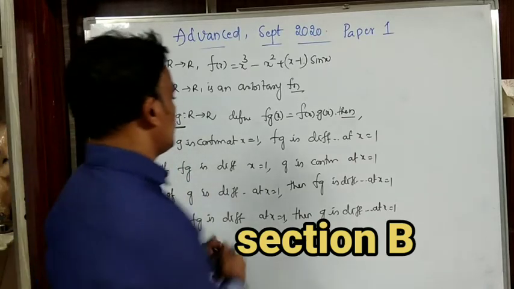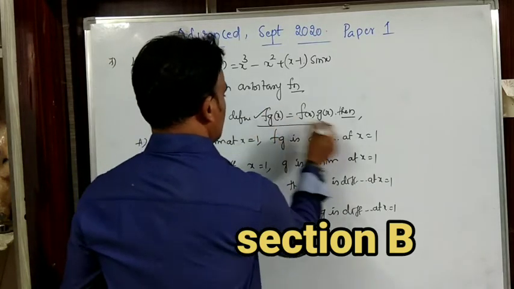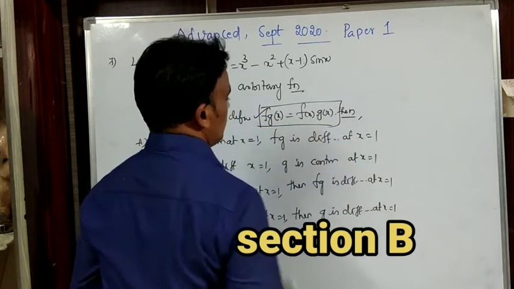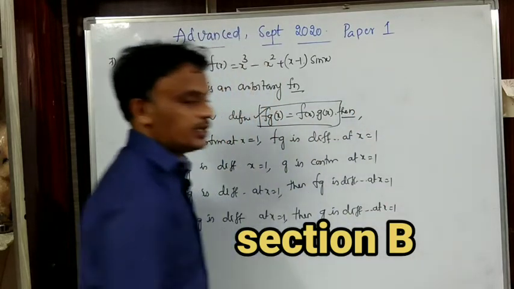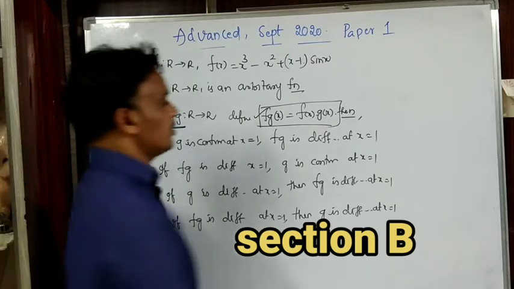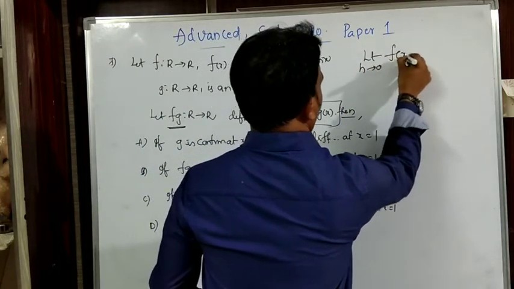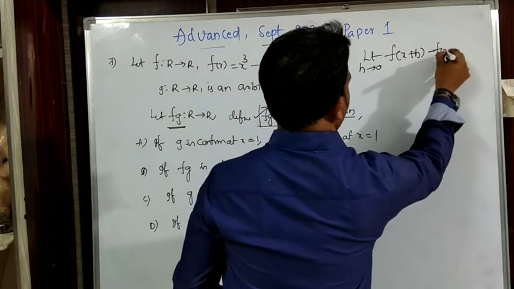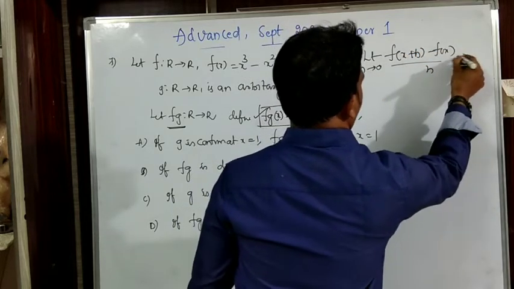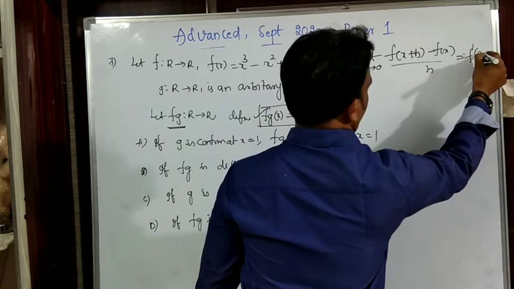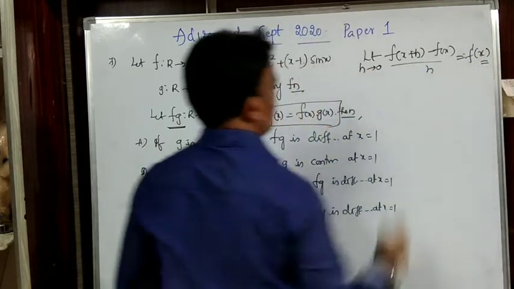The product of the function f into g of x is equal to f of x into g of x, they define like this. So now I am going to take the first principle of derivative, which is the limit h tends to 0 of f of x plus h minus f of x by h, which is nothing but f dash of x, right?